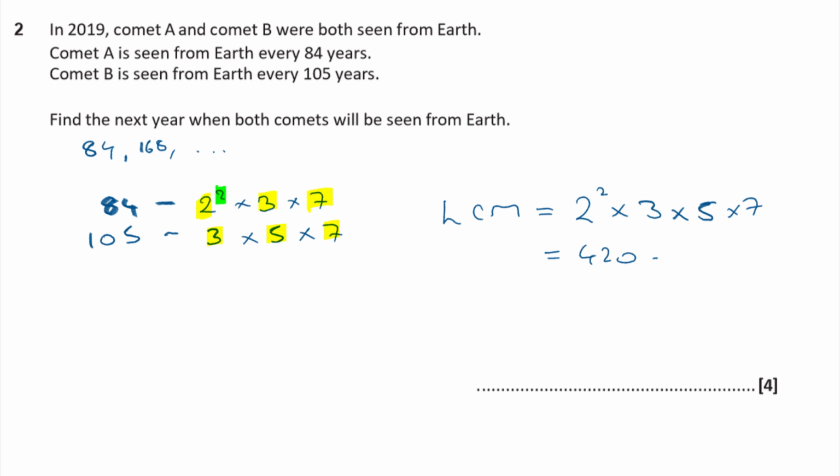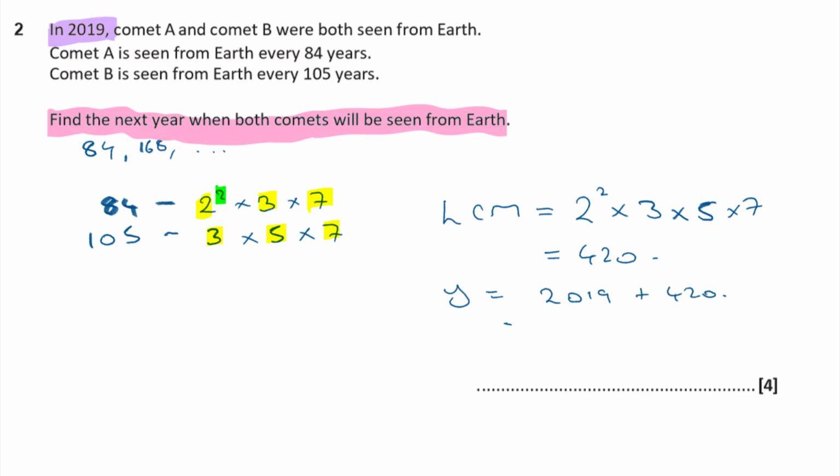So now we know the number of years it's going to take for this event to happen again, but just be careful here because it says find the next year when both comets are seen on Earth. We've just worked out that it's going to be 420 years later, but 420 years later than what? It's going to be 420 years later than 2019, isn't it? So the year is going to be 2019 plus those 420 years. So what's that then? 2019 plus 420, that's 2439. So 2439, you're going to have to wait a long time to see them occur at the same time again.